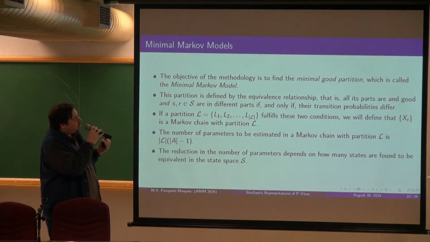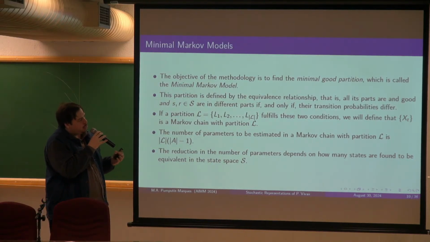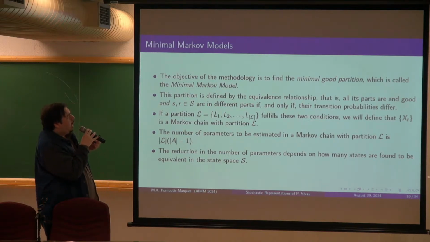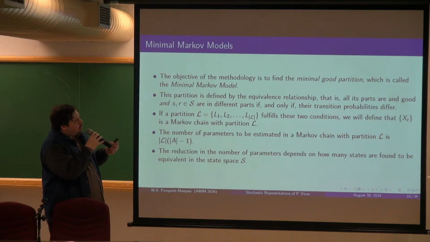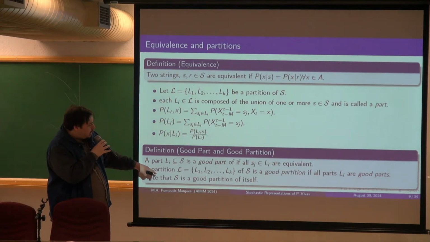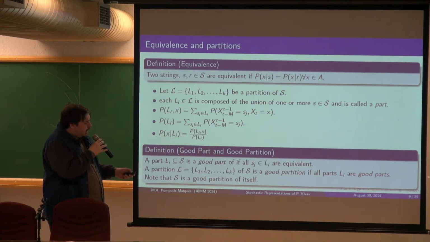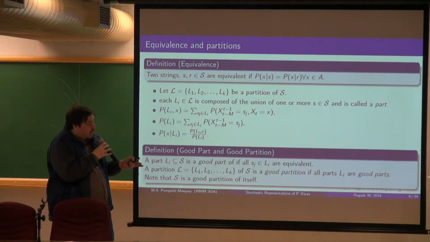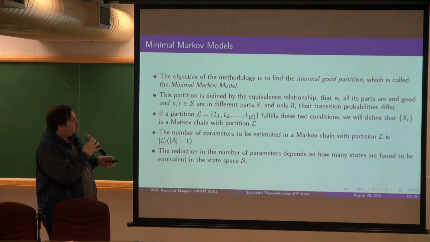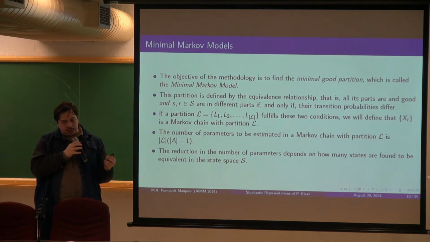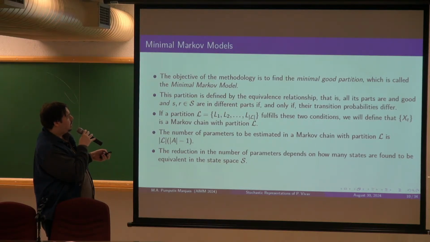The main objective of the methodology is to find the minimal good partition, which we are going to call the minimal Markov model. This partition is defined by the equivalence relationship. That is, not only are all parts good, and this is a good partition, but also if two states are in separate parts, it is because they have different transition probabilities at some point. That is what the minimal partition is: we joined every state that we possibly could that had the same probabilities.